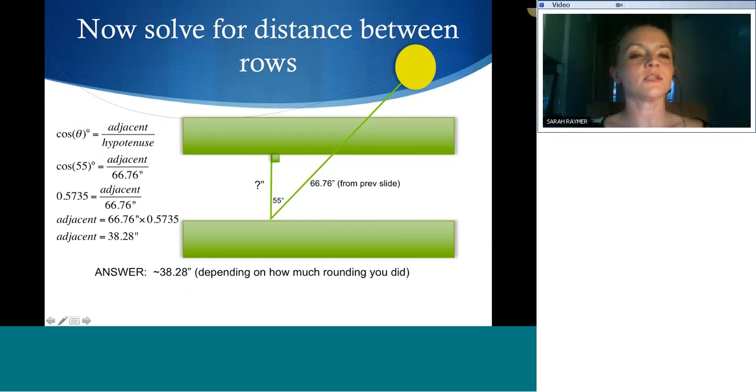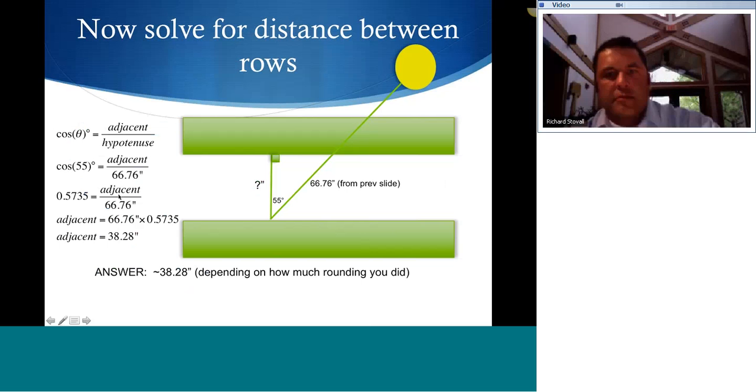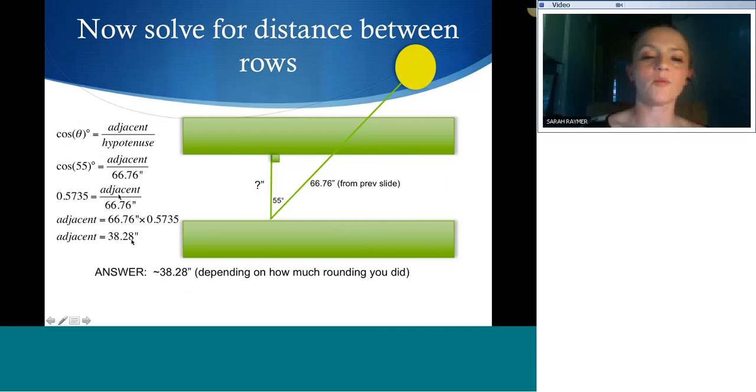Hypotenuse, 66.76. Multiplying both sides by 66.76 to solve for the adjacent gives us our distance between rows, which is 38.28. If you do this on your calculator and you can work it step by step without rounding up or down, you may get something slightly different, 38.25 or 38.31 or something like that. But it's hardly any different. If you were really designing an array in the field, personally, I would probably just say, okay, 38.4 to be safe.